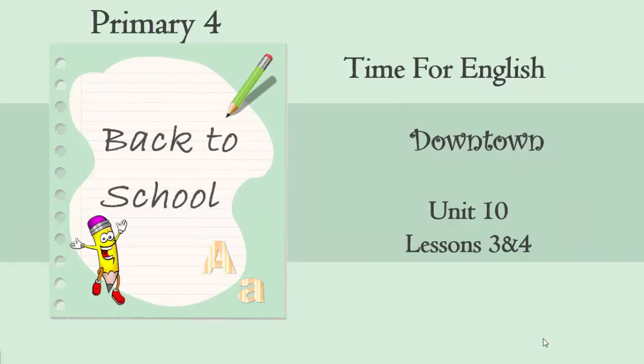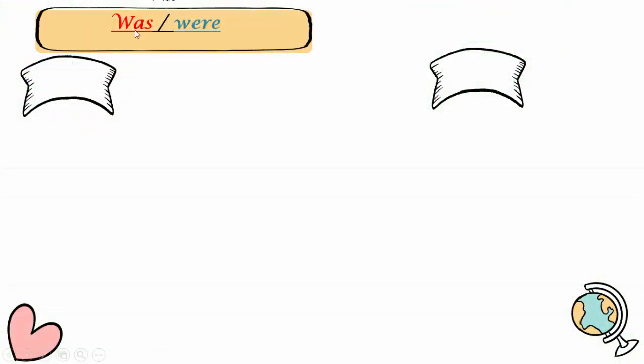Let's go on our Unit 10, titled Downtown. Today we have lessons 3 and 4. We have the difference between was and were, how to use was in a sentence and how to use were in a sentence. First, look at the usage of was.